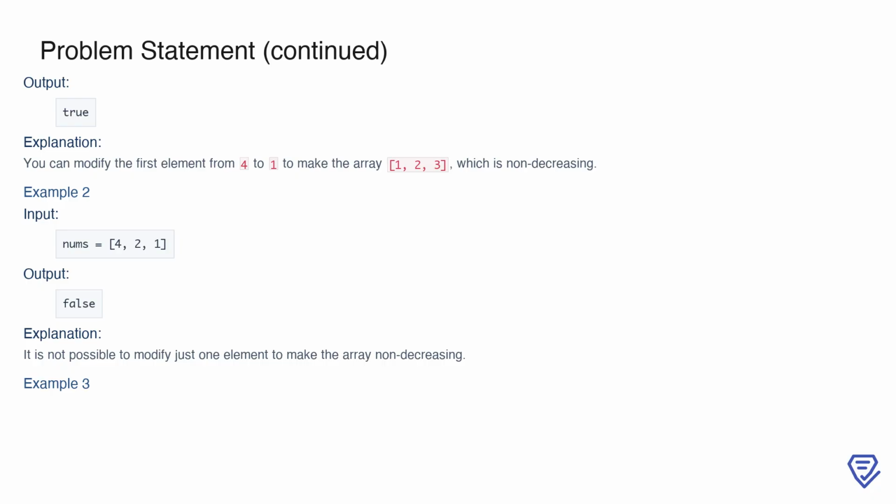Here, the output is false. This is because no matter which single element we modify, it is impossible to make the entire array non-decreasing. For instance, even if we adjust the first element, there's still a violation further along in the sequence.